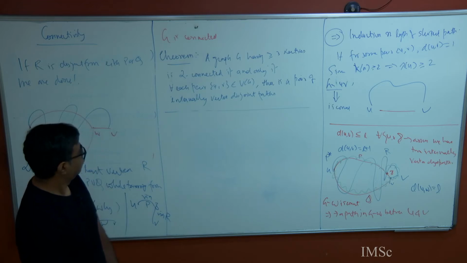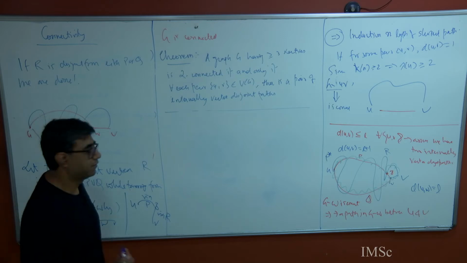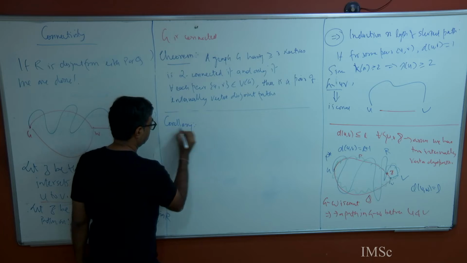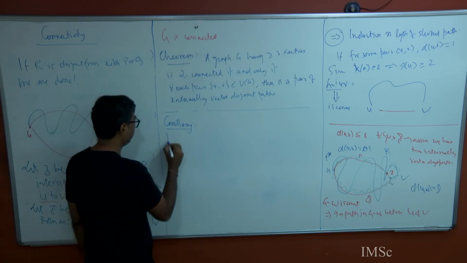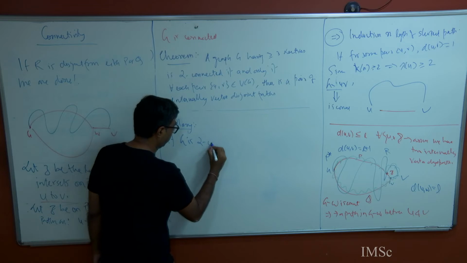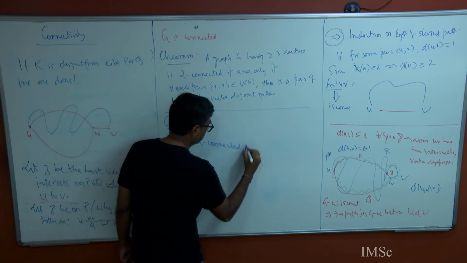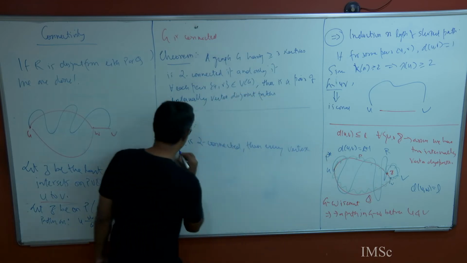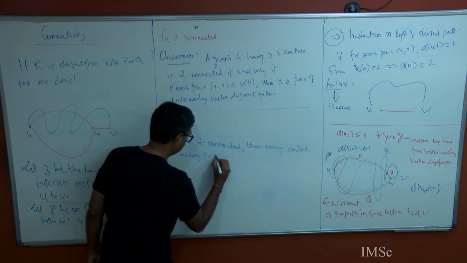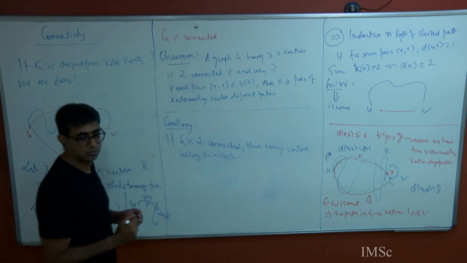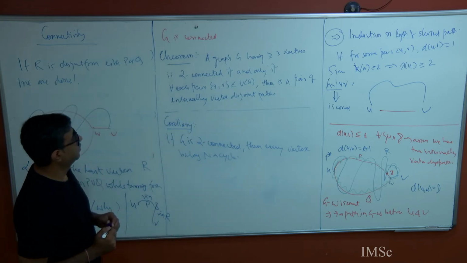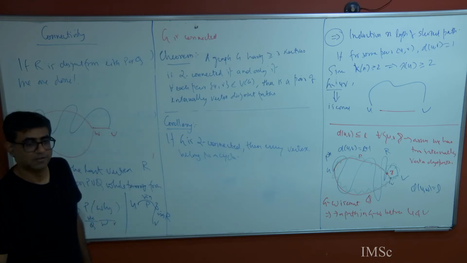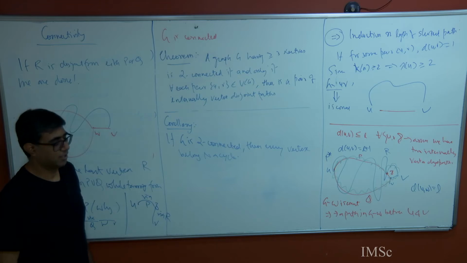Okay. So, once we have proved this theorem, there is a very nice corollary. Corollary: if G is 2 connected, then every vertex belongs to a cycle. Is that true? The generalization of Hubbard theorem is true. We just didn't eventually prove it. I think it should be true. Yeah, it should be true.